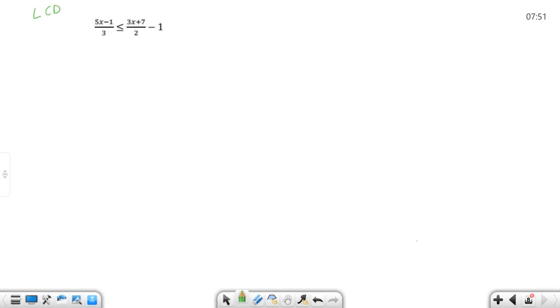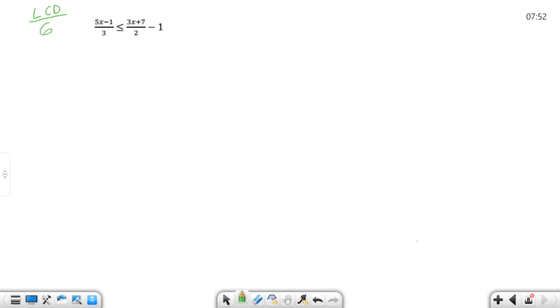So here, what is my LCD? Well, does 2 go into 3, right? 3 is the largest one. Does 2 go into it? The answer is no. So then I find multiples of 3. I go 3, 6, 9, 12, 15, and so on and so forth until I find the first one that 2 goes into. And in this case, that LCD is 6, right?